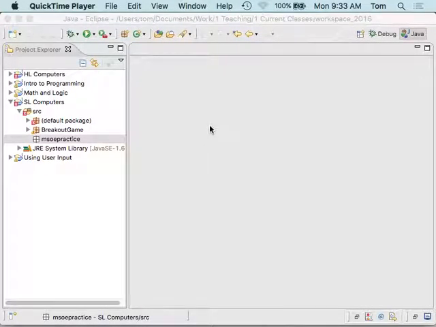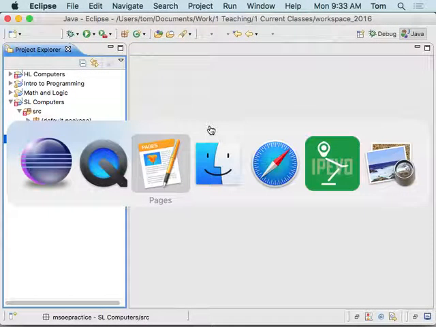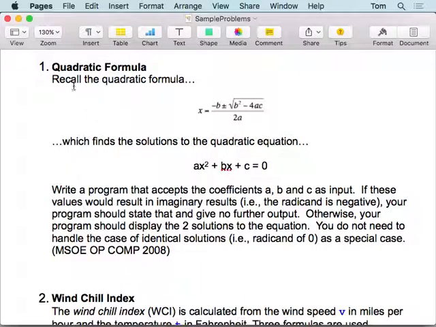All right, so we are going to start talking about how to do this problem right here, quadratic formula. You can read that just as well as I can, but we're going to be using the quadratic formula basically to solve a quadratic in standard form here. So ax squared plus bx plus c. We're going to write a program that accepts the coefficients a, b, and c.